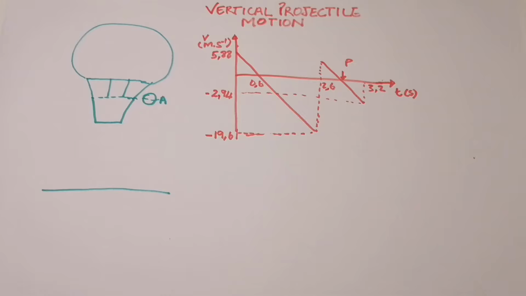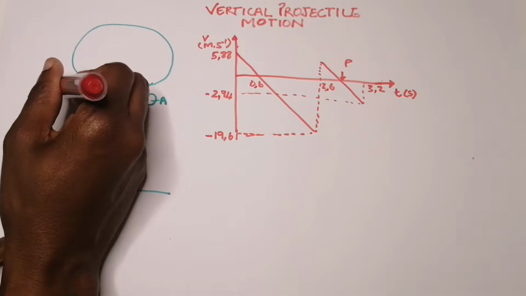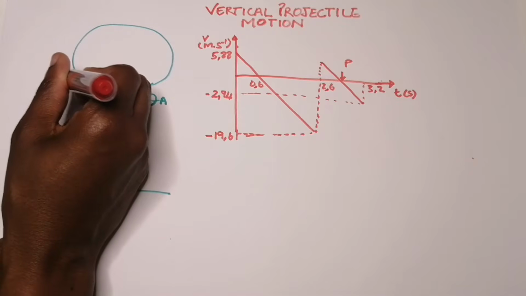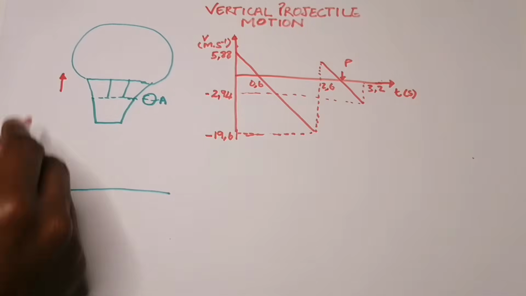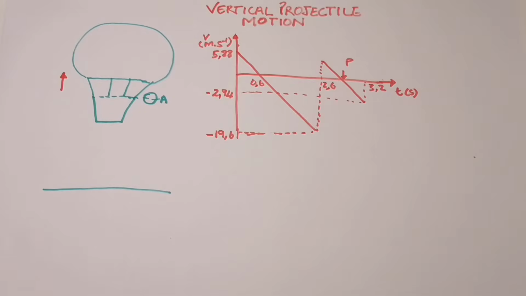So first of all, they say to us, a hot air balloon is rising vertically at a constant velocity. So this involves a hot air balloon that is rising. So there's our hot air balloon. It's going vertically upwards.